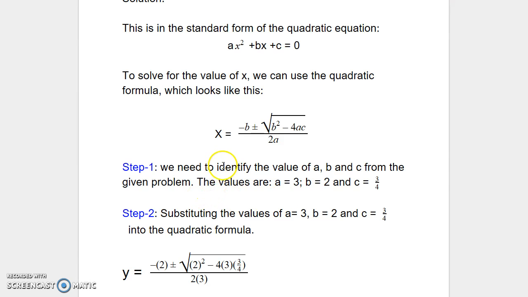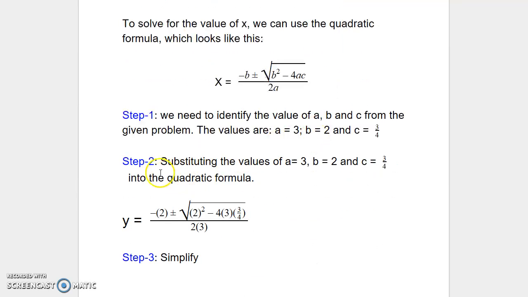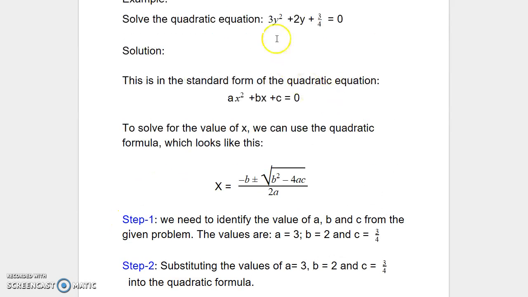As a first step, we want to identify the values of a, b, and c, and then plug them into this formula and then simplify it from that process on. As step number one, let us identify the values of a, b, and c. The value of a is 3, the value of b is 2, and the value of c is 3 over 4. Now, as step two, we're going to substitute the values of a, b, and c into the quadratic formula. We're going to find the value of y because we have a quadratic equation in y.